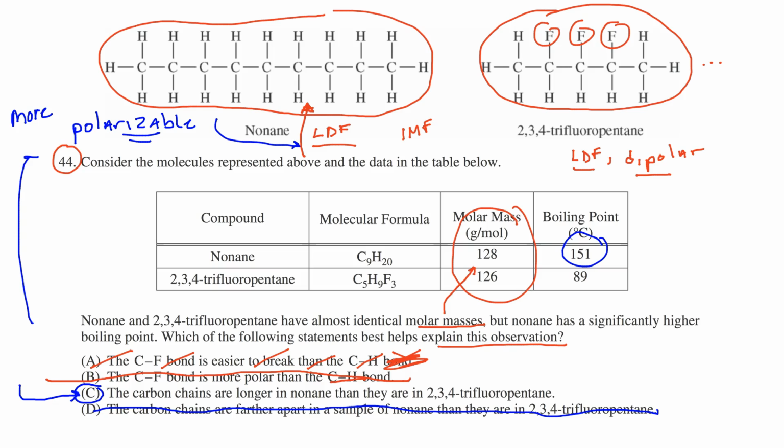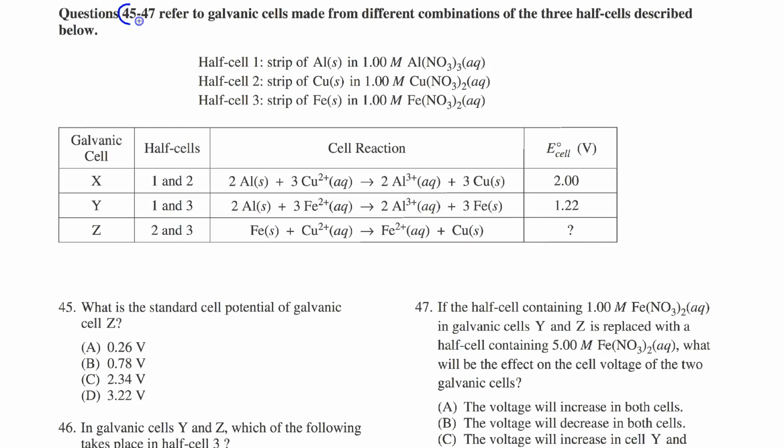On to 45. Number 45 through 47 is a cluster question based on the galvanic cell. Luigi Galvani and Alessandro Volta both were given the credit for developing a battery. So we have voltaic cell and we have galvanic cell, all produce positive volts. So what we have here in 45, what is the standard cell? That's E0 of cell under standard conditions of the galvanic cell. It's a battery, so we expect positive volts. We don't see any negatives. And we're talking about cell Z.